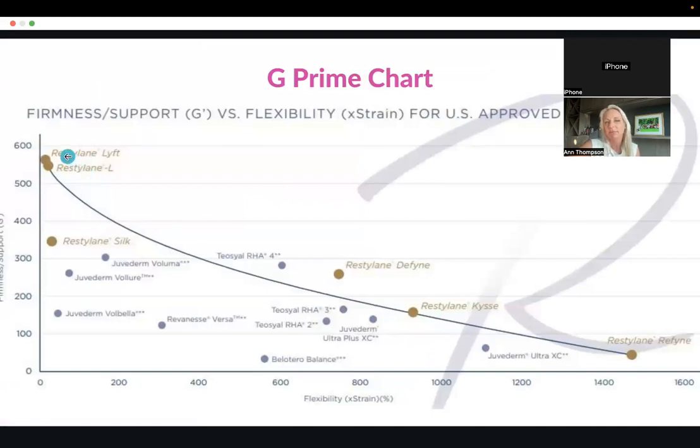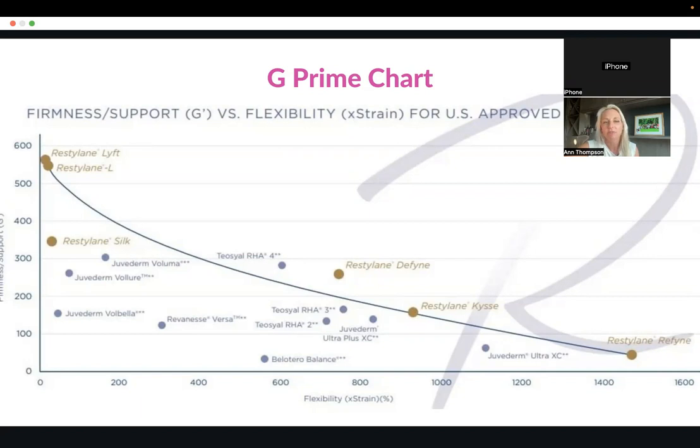You have Restylane Lift, which is going to be right at the very, very peak. And at the very other end of the spectrum, you're going to have Restylane Refine. It has the lowest G prime, but also has the most stretch. So you can see where these different products fall on the G prime chart.